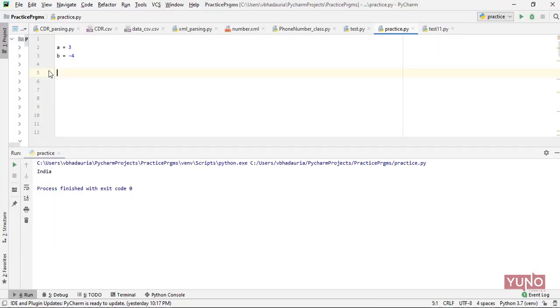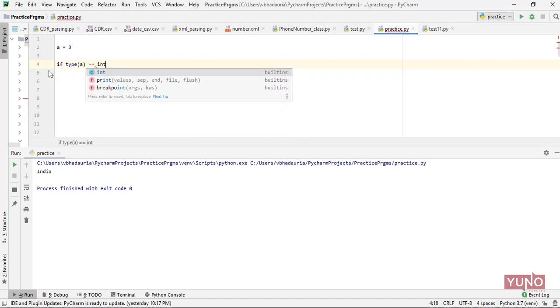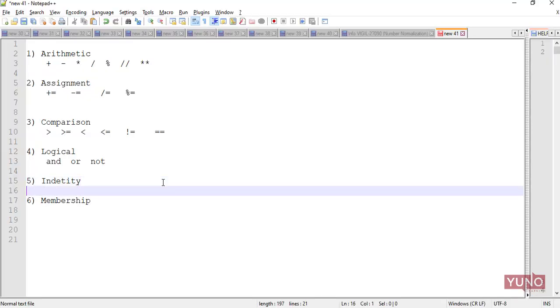Suppose I take one example here. Suppose a equals, type of a is int. Okay, so I will just run the program here. Yes, and here I have just defined no. Okay, I will run the program here. It is going to mention yes, because here I have mentioned is. Yes, correct, this is perfect. That means my type of a is int. I'm just checking that my type of a is int. Yes, it's true.